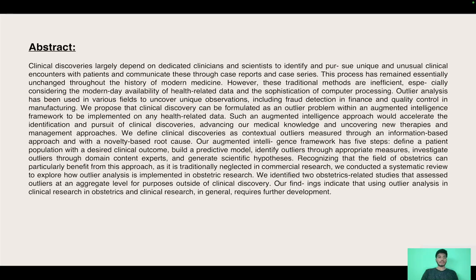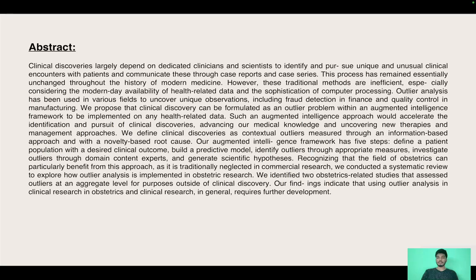processing. Outlier analysis has been used in various fields to uncover unique observations, including fraud detection in finance and quality control in manufacturing. We propose that clinical discovery can be formulated as an outlier problem with an augmented intelligence framework to be implemented on health related data. This contains a 5 step process.